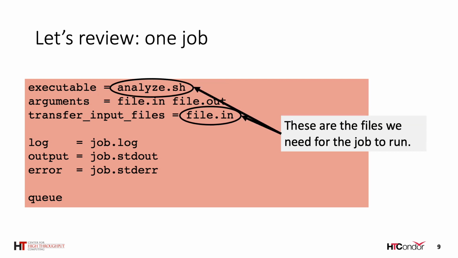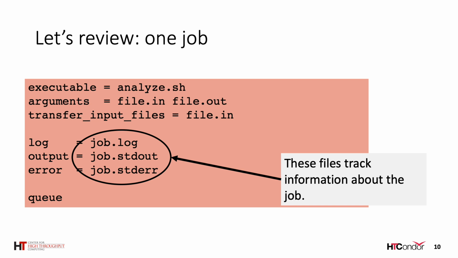We also tell HTCondor the files we need, the input, in this case, the input file and the executable, shown in these 2 lines. And in this example, I also included the Condor options to track information about the job in a log file and the standard output and standard error files. So this is a sample submit file to run one job.